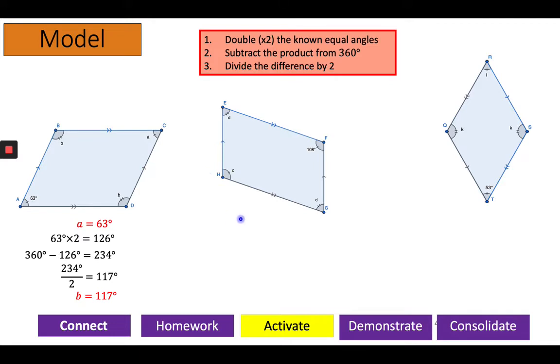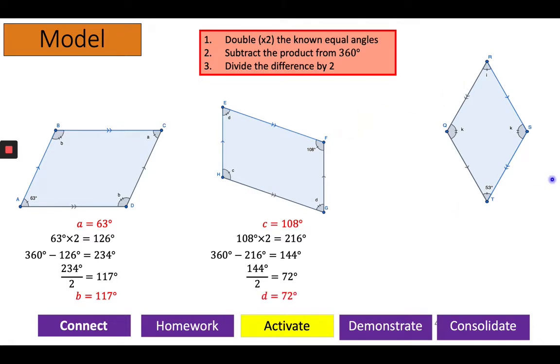For this one here, we can see that angle C is equal to 108, our equal angle over there. We then double that, so we get 216. We subtract 216 from 360 and get 144 degrees. Again, we divide it by 2 because we have two equal angles, and we get 72 degrees. Therefore, angle D equals 72 degrees.